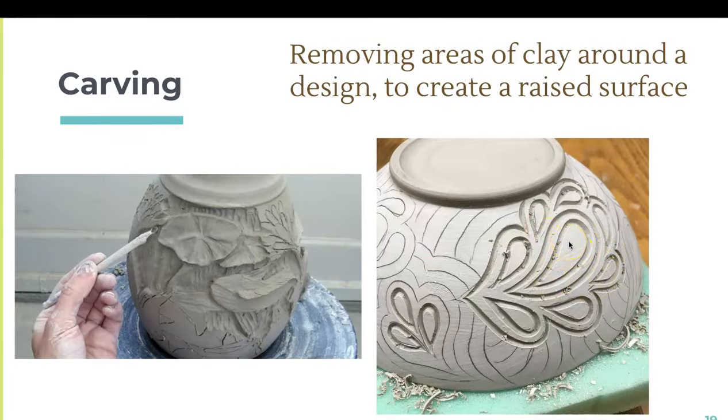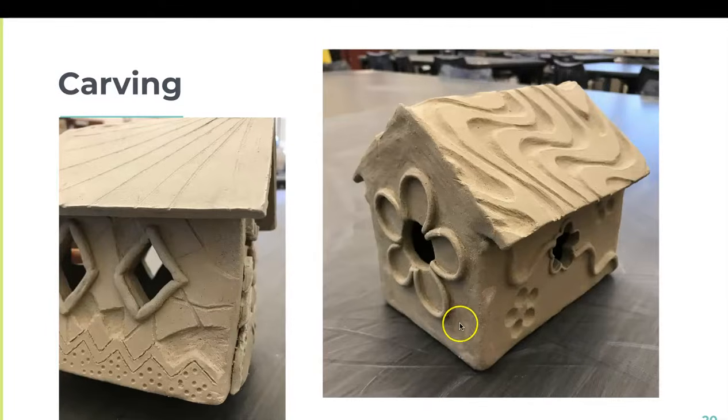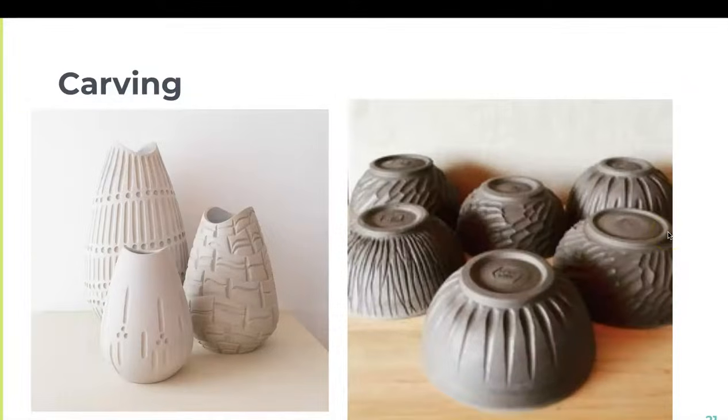Parts of it are raised, parts of it are flat. You can see what's happening here. This is more deliberate, and there's a lot more clay being removed than incising. So these examples here, this has shapes that have been carved out. This roof has areas that have been carved out. There's carved lines, as well as these edges of these bowls.